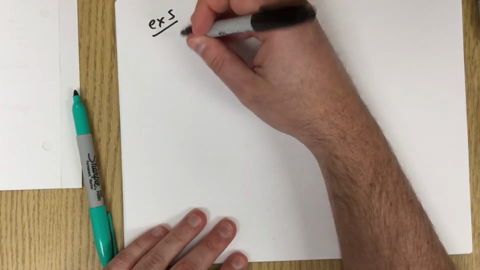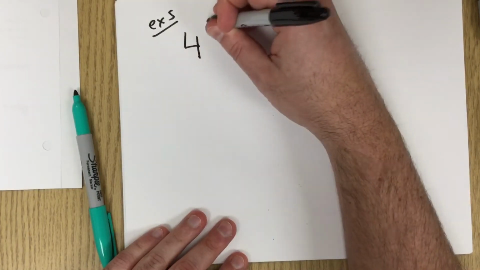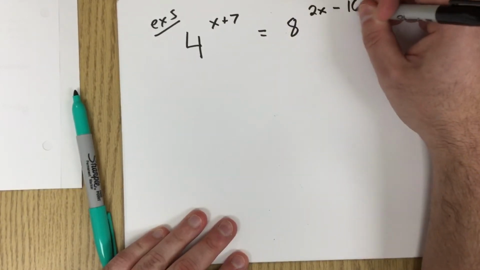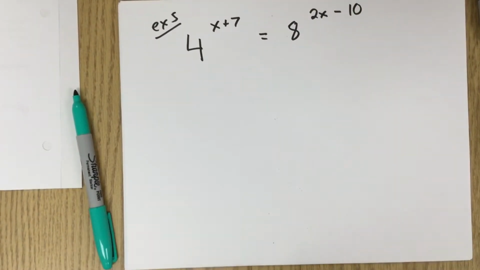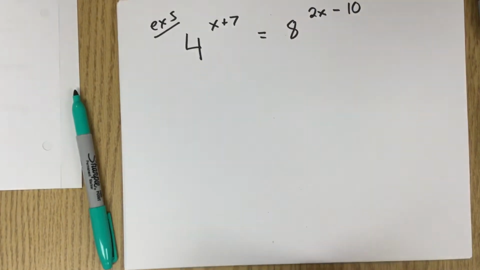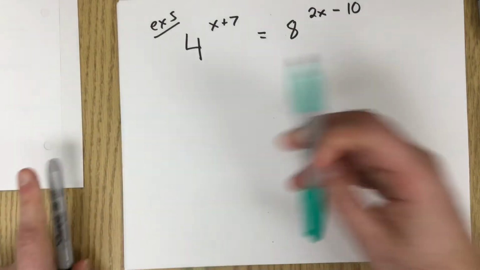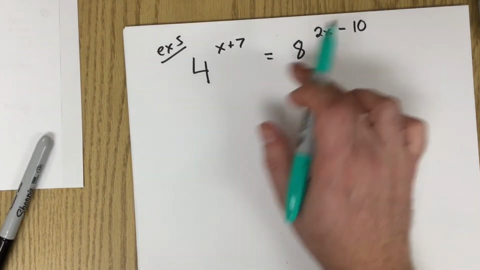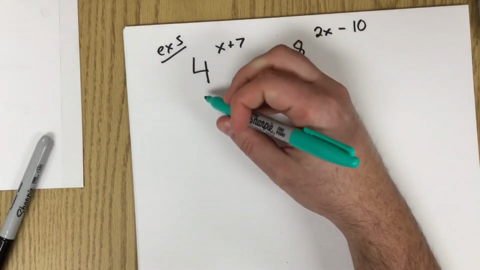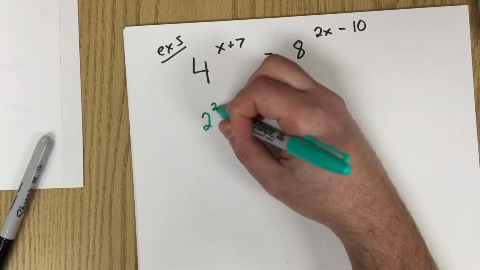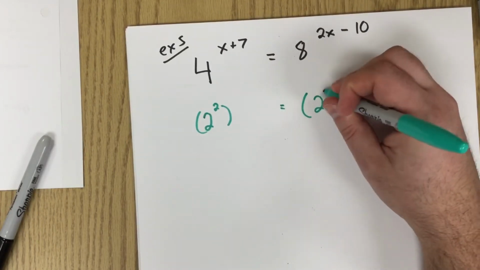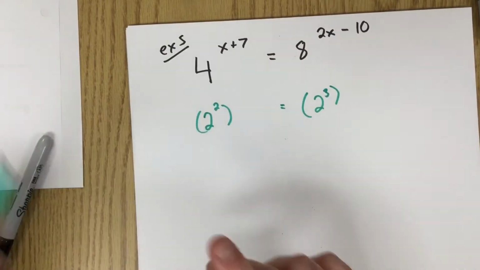Example 5. So this one's not as obvious. I can't write 8 as 4 to something. Well, I could, but not easily. So what I'm going to do instead is I'm going to put them both into a different common base. And both of these could be written as 2 to the something. So the 4 I could write as 2 to the 2. And the 8 I could write as 2 to the 3. And it's kind of the same bottom, and that's going to be the key there.